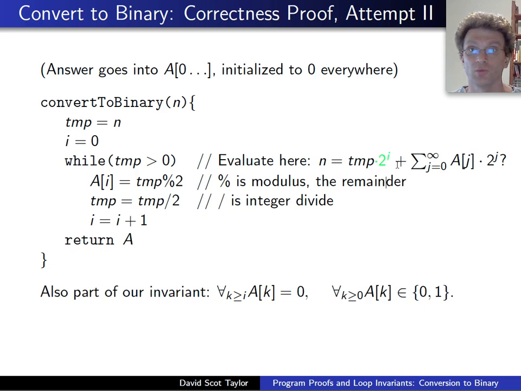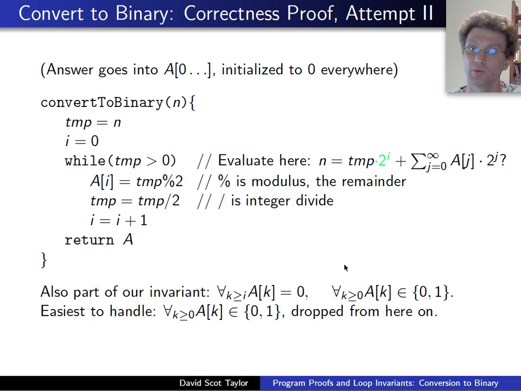Anyway, so we step in here and we're going to add this 2 to the I term to our loop invariant. We can also add to our loop invariant, because we've already seen that we should really have these things where we say all of the large values in the array are still 0, and everything in the array is always 0 and 1. So we're going to add those to our loop invariant to make our proof go through nice and formally.